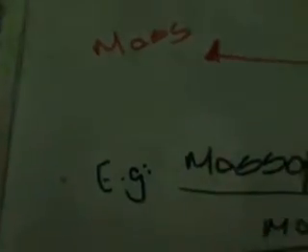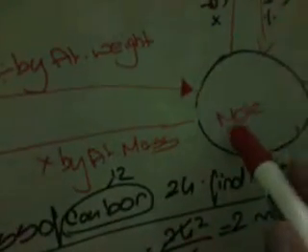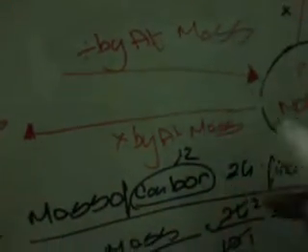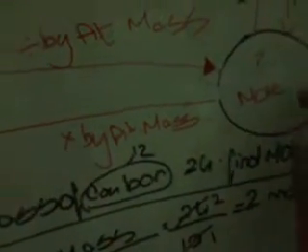Example: if the examiner asks, the mass of carbon is 24, find moles. Simply, you are given mass and you go to moles, because you don't have the value of moles and you have the value of mass. Then mass divided by atomic mass gives you the moles.